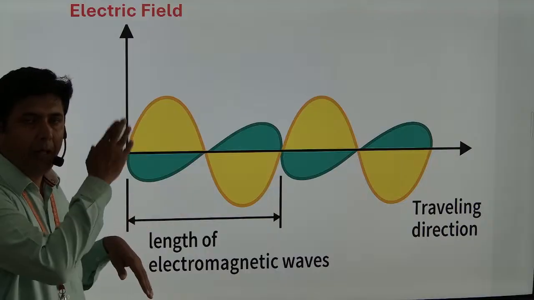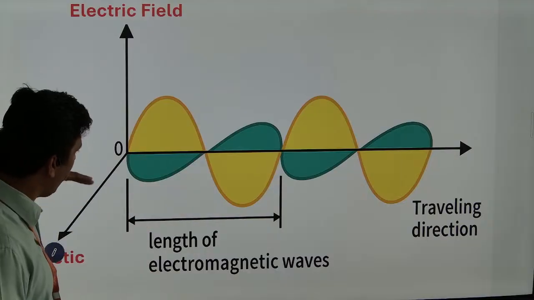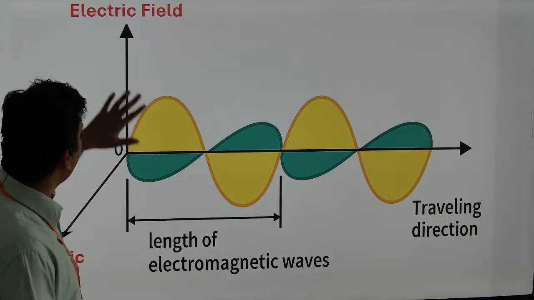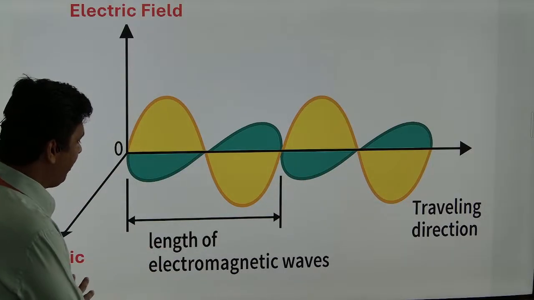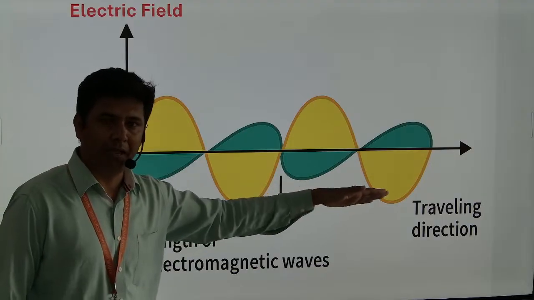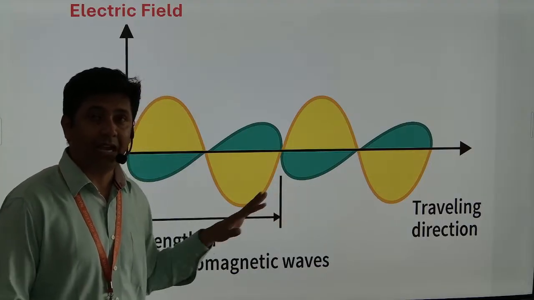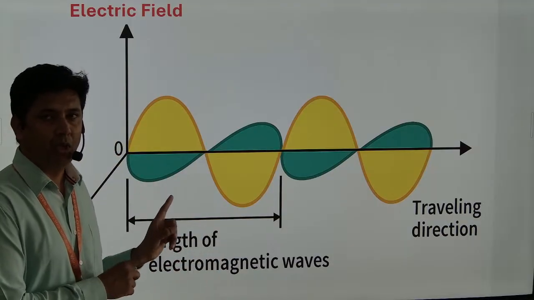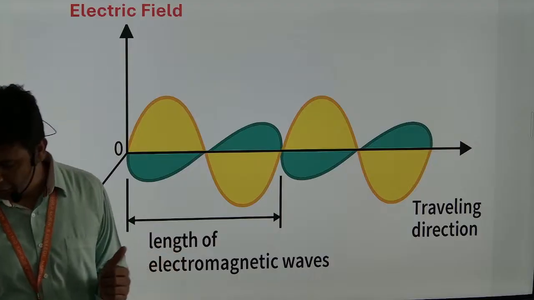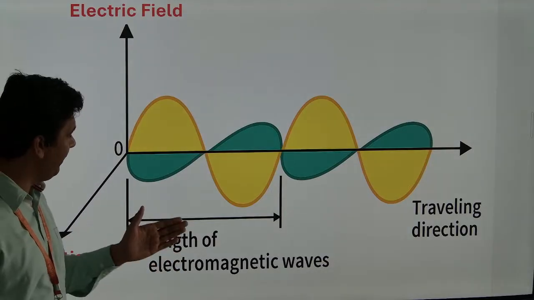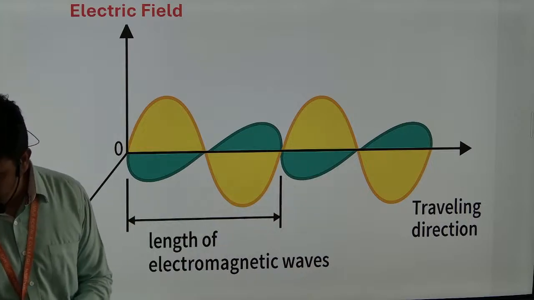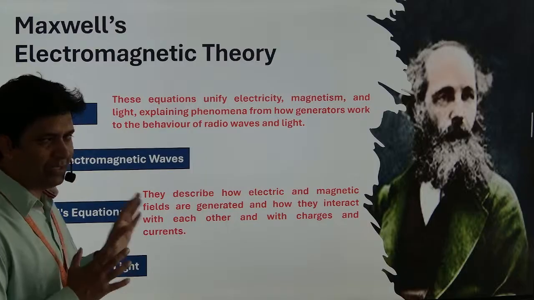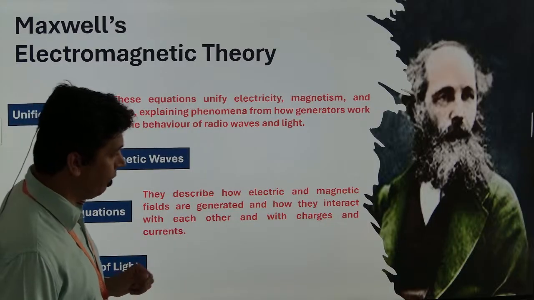They are vibrating perpendicular to each other, and they are also perpendicular to the direction of propagation of the wave. Here the electric field, the magnetic field, and the direction of propagation of light are perpendicular to each other, and this is what we call an electromagnetic wave. So Maxwell said that light is an electromagnetic wave, and it travels through the medium in this manner.